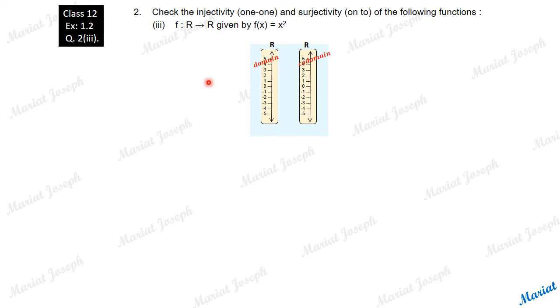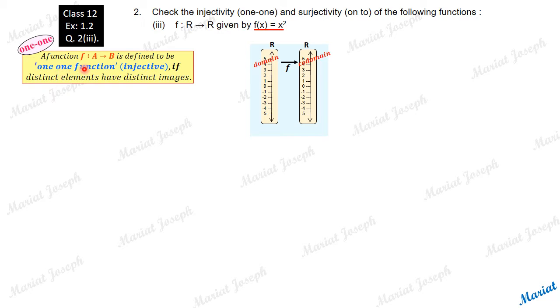And each element of the domain is related to its image by this rule, x square. That is, the image of 2 is 2 square, that is 4. The image of minus 5 is minus 5 square, that is 25, etc. We need to check whether this function is one-one. What is a one-one function?